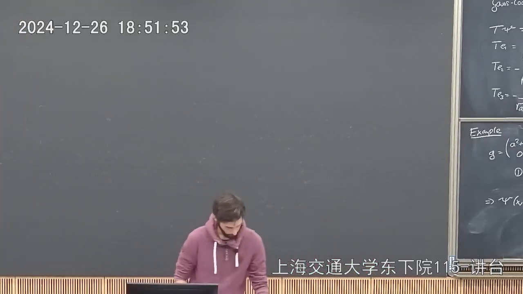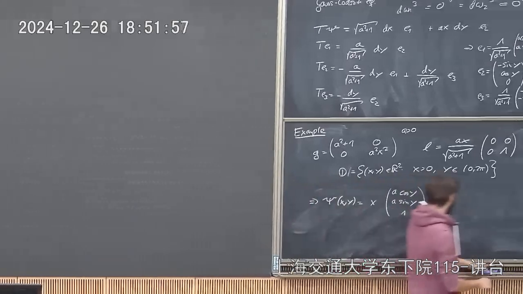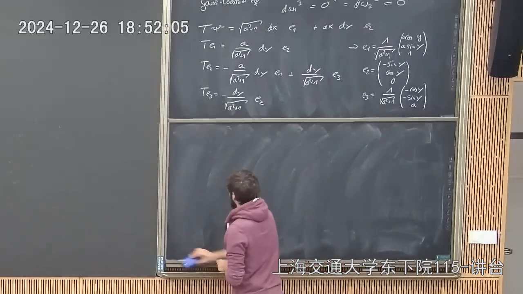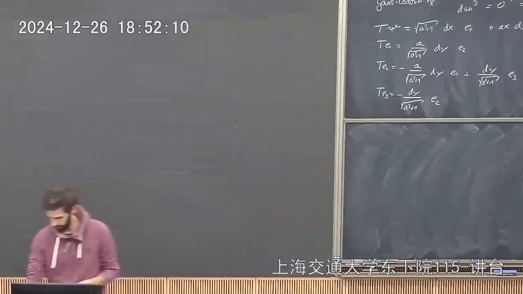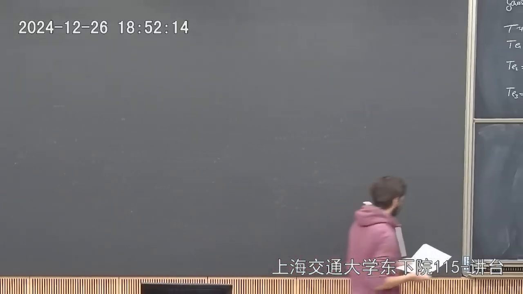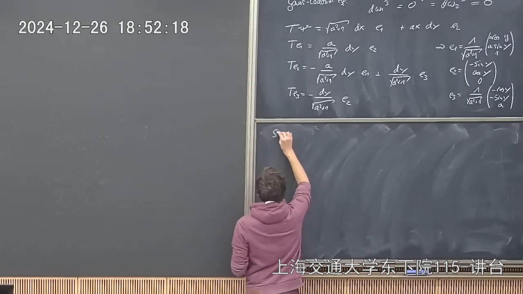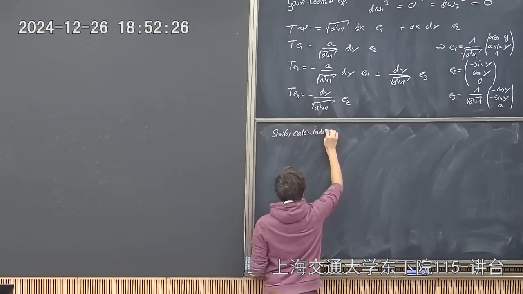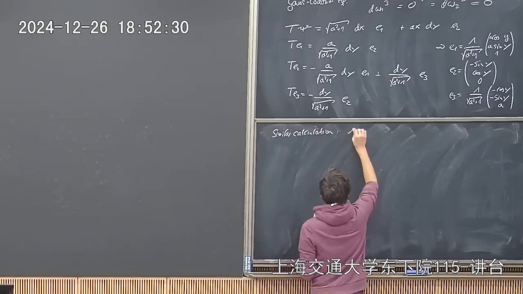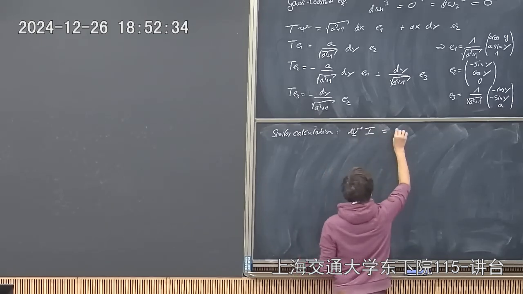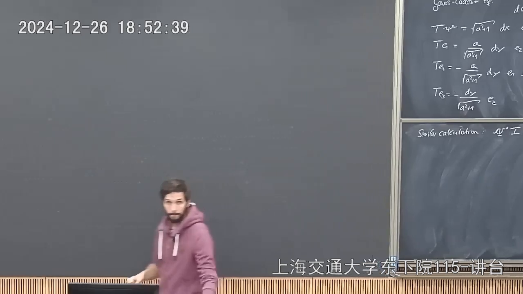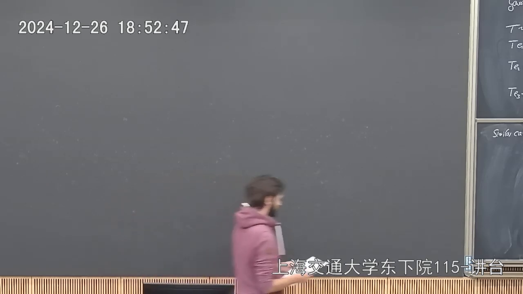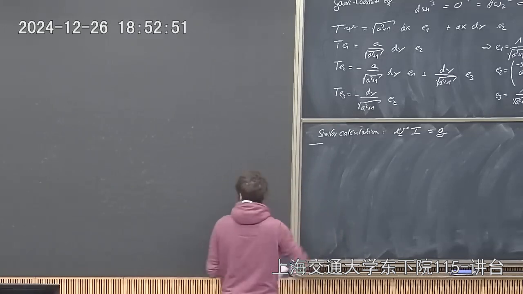I don't think I use the example anymore. So. This shows that the pullback of the whole first fundamental form is given by this matrix G. Okay, so that's the first thing that we had to verify.